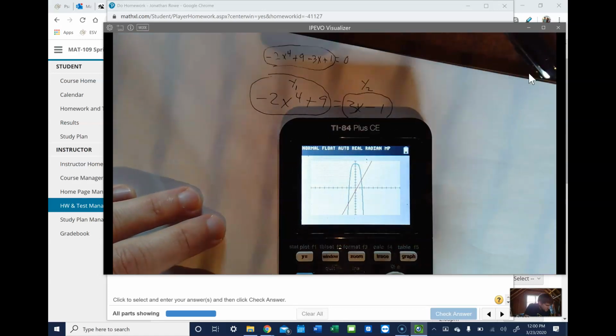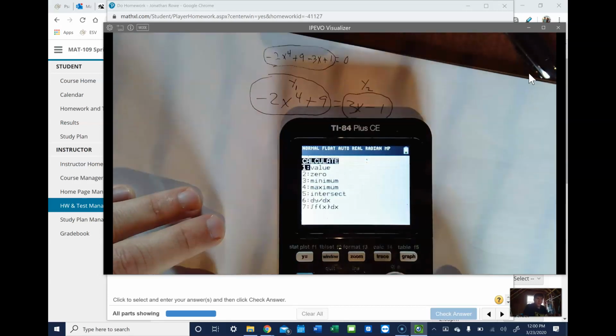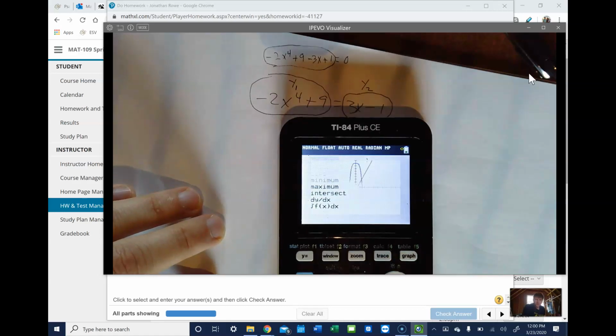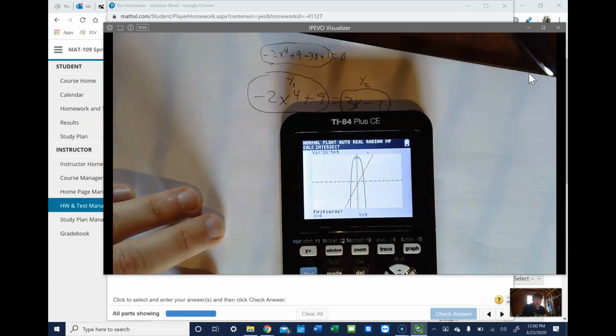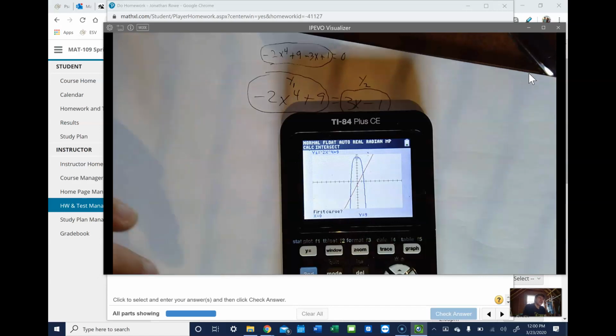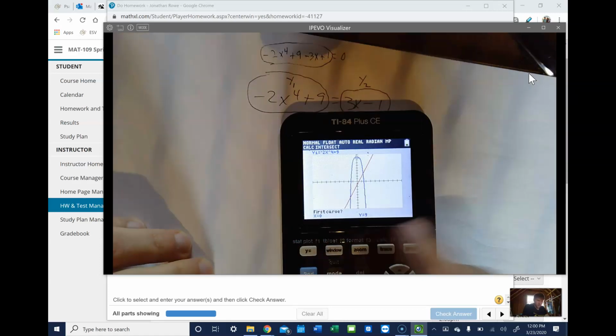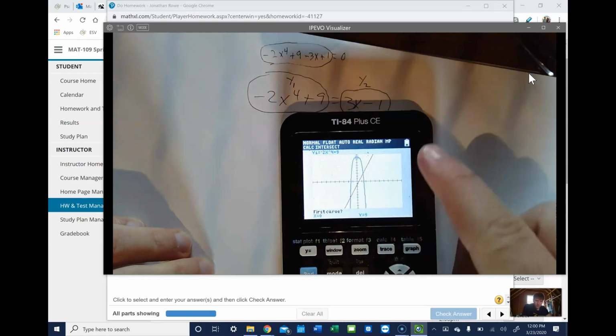So this time I hit second calc. And which option do you think we're going to be choosing? We're going to choose option 5, intersect. We're trying to find the intersection of these two graphs. So the calculator, again, it has to talk to you for a little while. It says, well, you could have graphed like 10 different things on here. Which things do you want me to find the intersection of? So it says, what's the first curve you want me to consider here? So notice we have a blue curve right here and we have a red line.